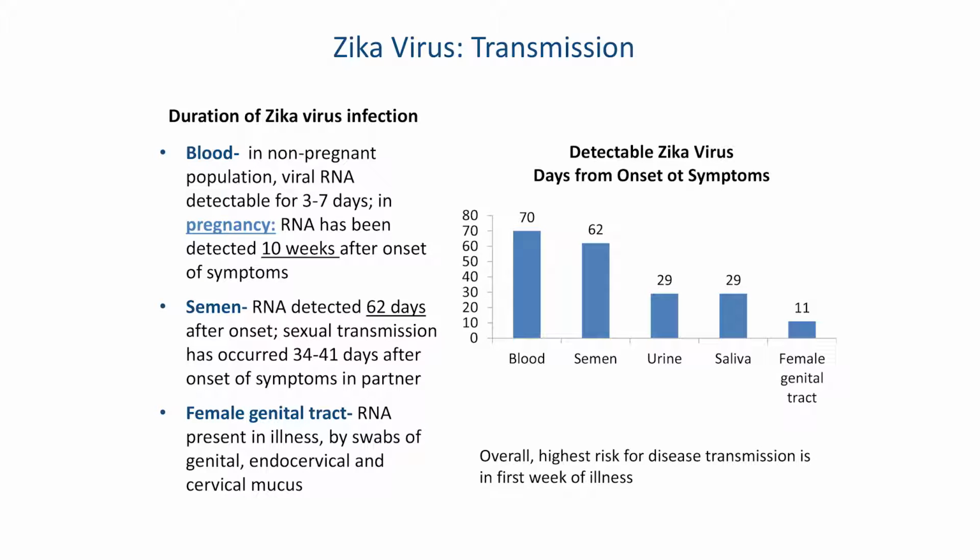So we look at these different sources. Right now, blood and semen are the two that have the longest duration of Zika virus RNA. People are particularly worried about semen and think that it may last even longer than what's reported here. Urine, saliva, and then the female genital tract. Even though the virus does persist in the body for a long period of time, the most likely time of transmission is in the first week after illness.